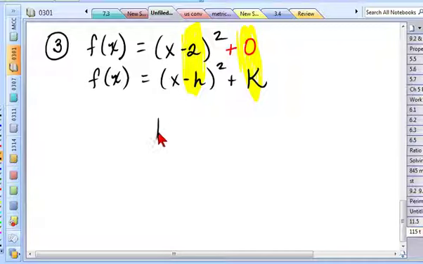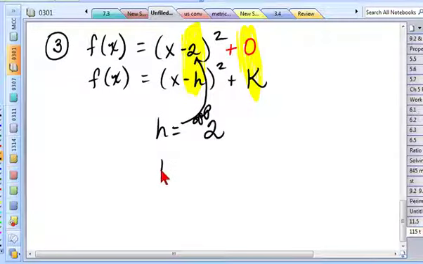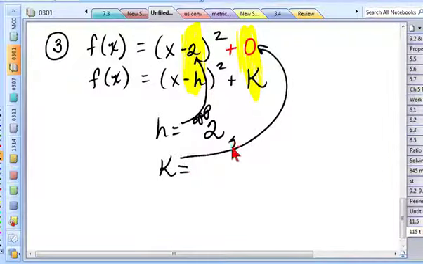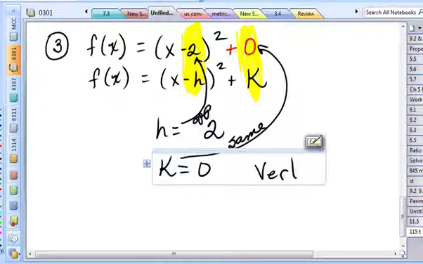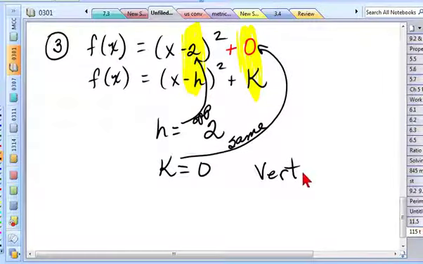All right, so h is equal to, remember, it is the opposite of this number. Opposite of negative 2 is 2. So remember, you do the opposite for the h. So it is 2. For the k, you do the same, which is 0. That means that the vertex is the point 2, 0.